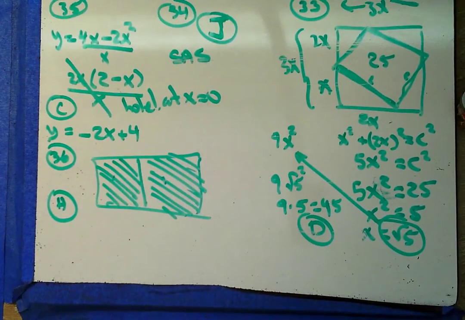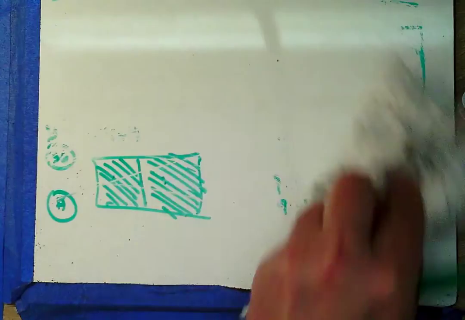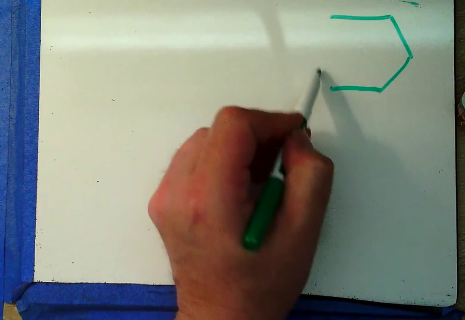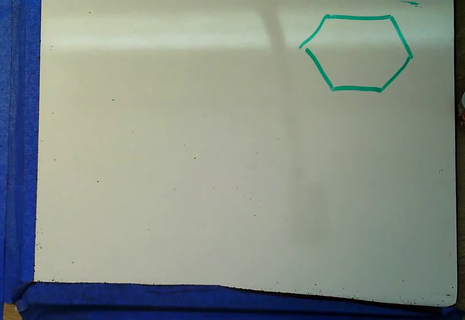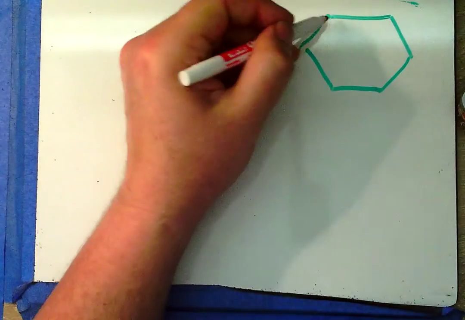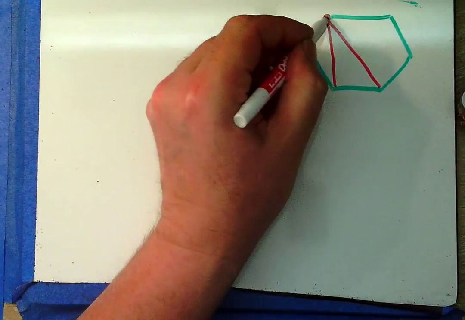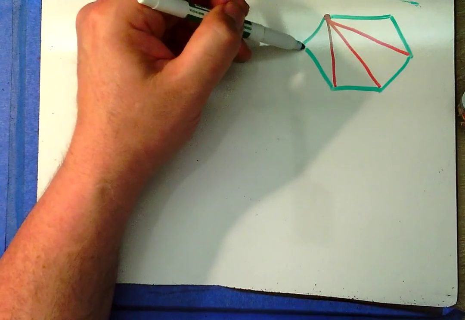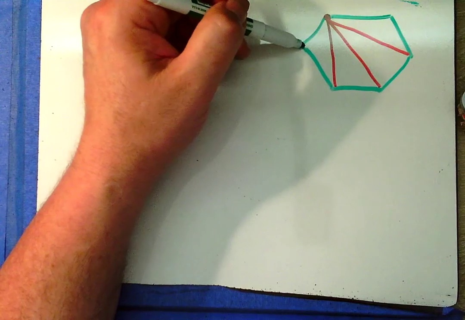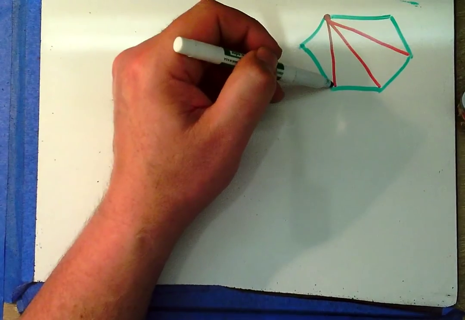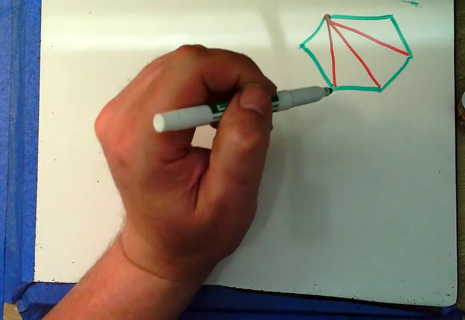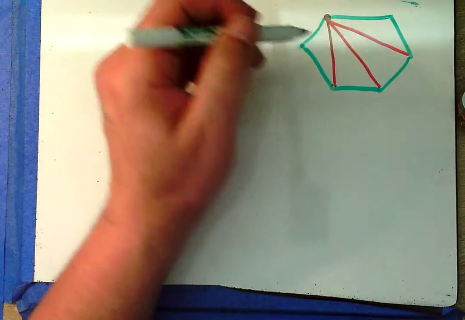Let's take a look at 37. That's the maximum number of distinct diagonals that can be drawn in a hexagon. Okay, so I can draw diagonal 1, 2, 3. Remember, diagonals can connect non-adjacent vertices. This vertex is adjacent to this one, so that is not adjacent. That is adjacent. This one is not adjacent. This one is not adjacent. This one is not adjacent. But this one is adjacent to that. So we've got 3 diagonals from that vertex.